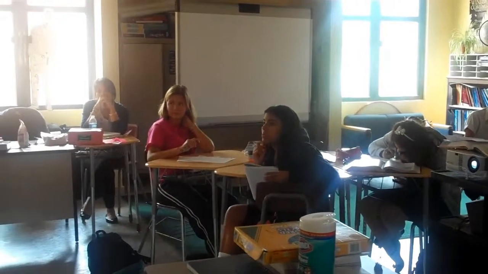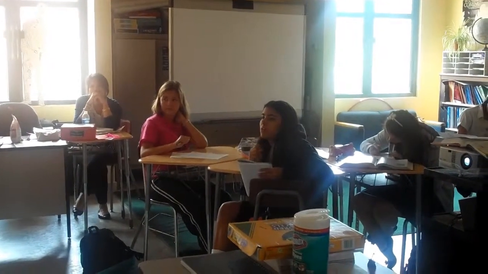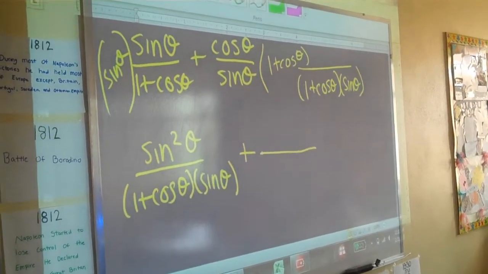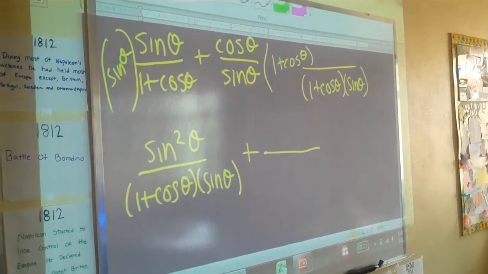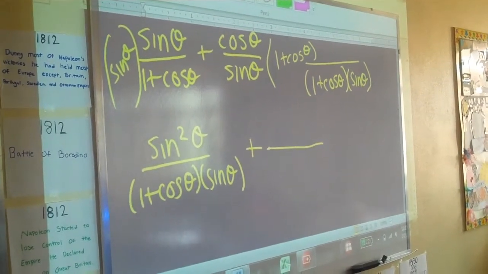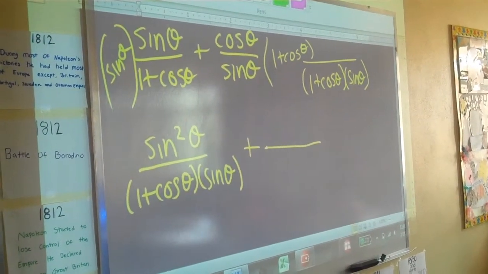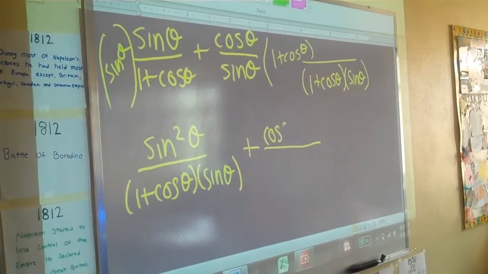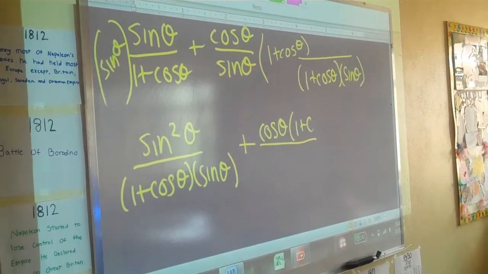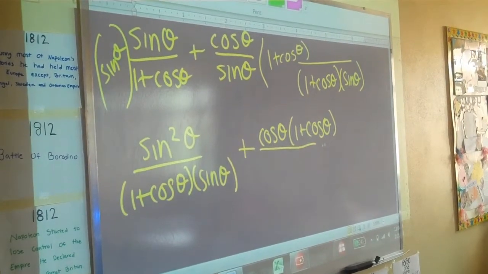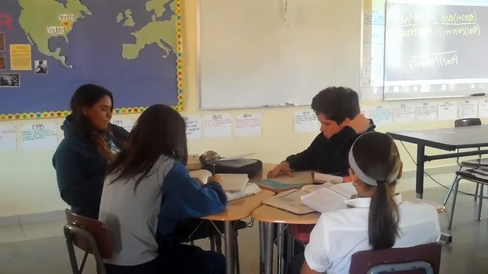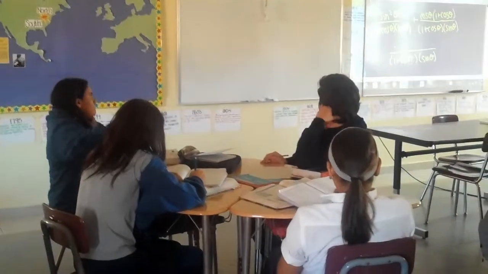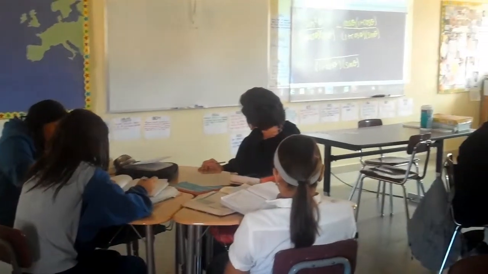Cosine theta over sine theta. Multiply by 1 plus cosine theta. If I have cosine theta times 1 plus cosine theta, we're not going to skip steps, so I just want what it would be. Cosine theta plus cosine theta squared. How would I add? I just want to straight add across. I don't want to simplify or look at any trig identities, just add.